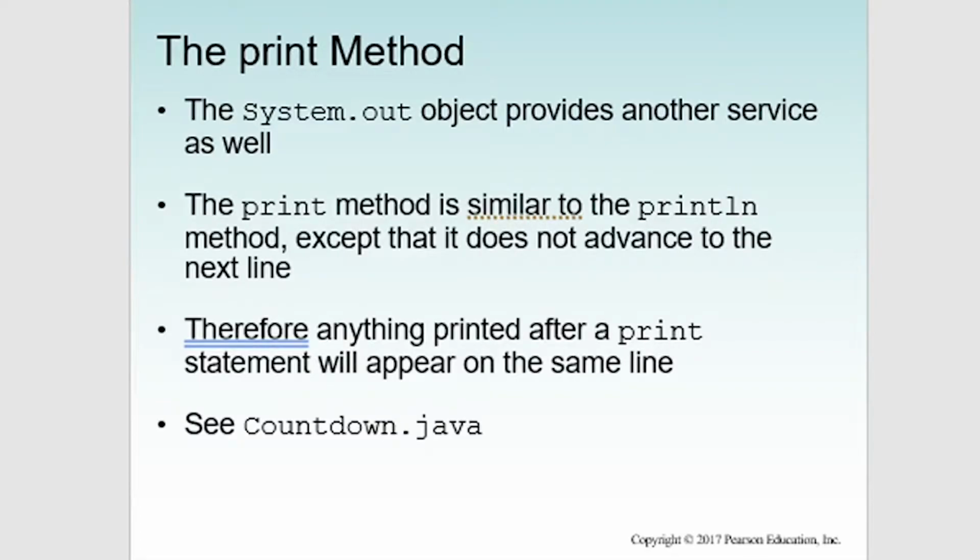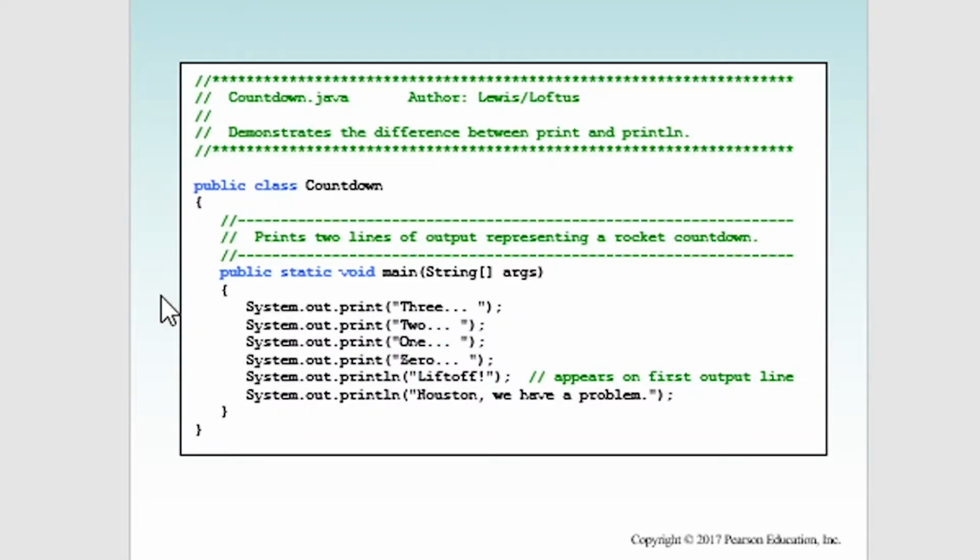The system out object provides another service as well called the print method, which is similar to the println method, except it doesn't advance the line. So therefore, you can have multiple print statements and have everything appear on the same line. So here is an example of this.